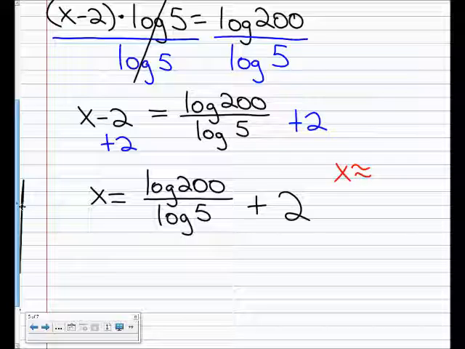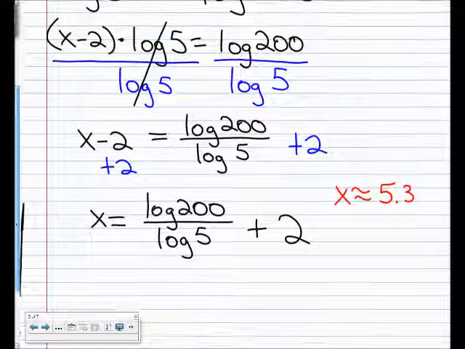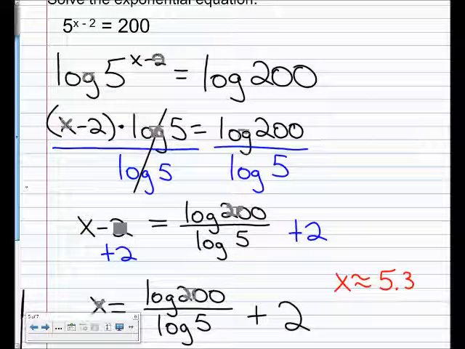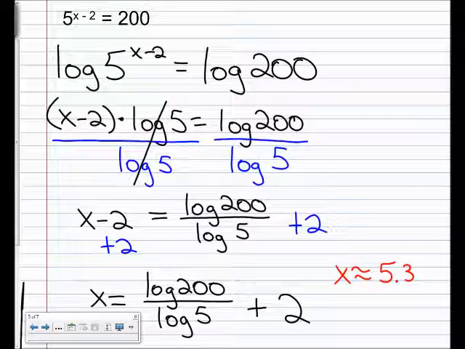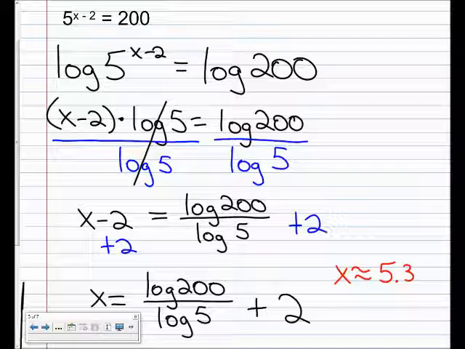What is it? Approximately 5.3, or 5.29. Make sure you add 2, though. Okay. So if I plug that back into the original equation, what is 5.3 minus 2? 3.3. So in your calculator now, do 5 to the 3.3 power. And I'm hoping you get 200.